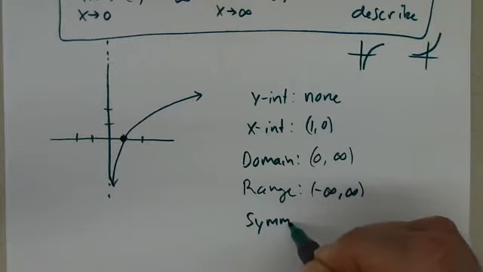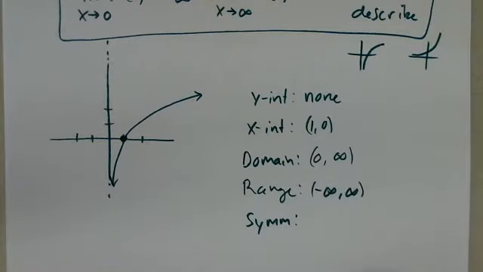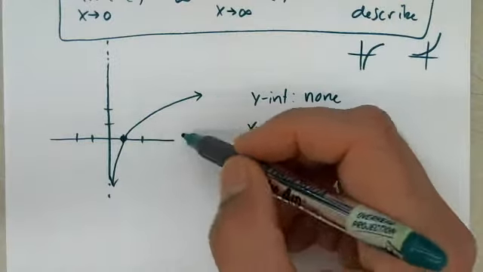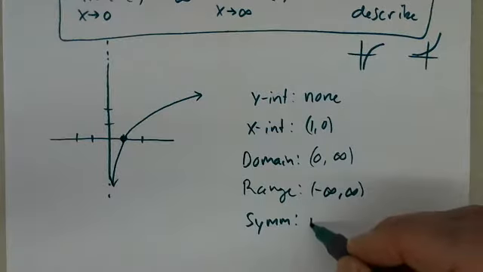Symmetry. Symmetry from chapter 1 was, can you change the x values and still get the same y value? Can you change the signs on the x and y values? And there's no symmetry here. We also can't draw a line of symmetry anywhere here, so there's no symmetry.